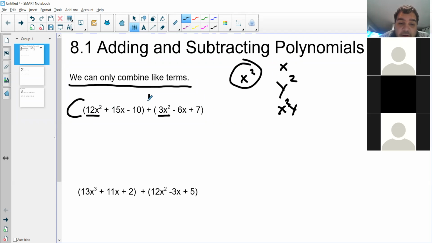So 12x squared, there's a plus sign in the middle, so I'm going to add.